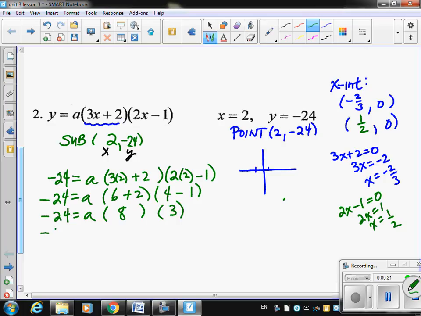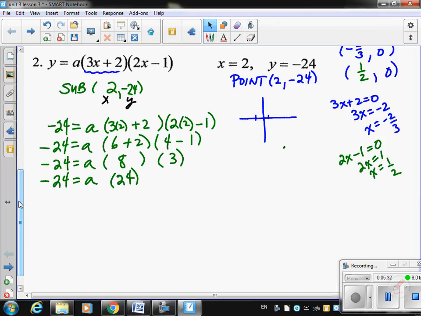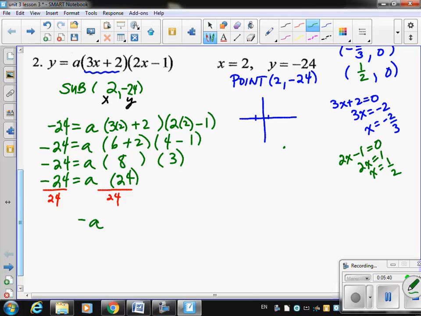My strategy would be to do the multiplication on the right side, get 24, so that my last step would be divide both sides by 24 to get the A by itself. Nicely, A is negative. 24 divided by 24 is negative 1. So the equation is really y equals negative, you could write your 1 or not, 3x plus 2, 2x minus 1, because I know the point 2, negative 24.